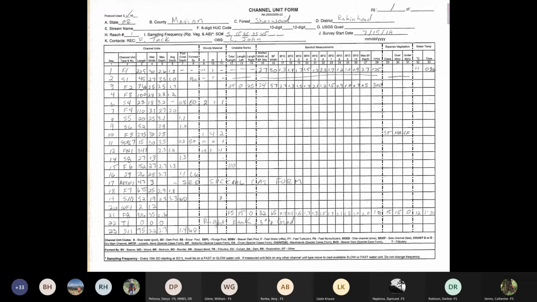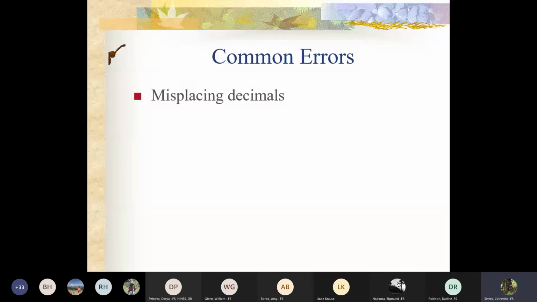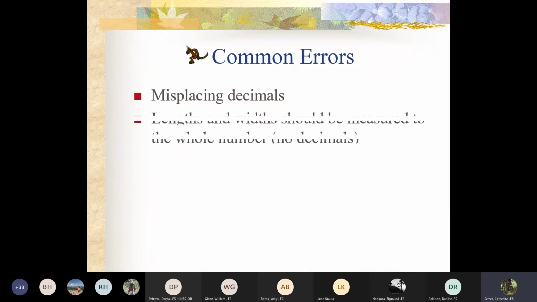Unstable bank. Oh, there it is. All right, so there's probably some other things on here too, but the biggest thing, I know this is an over-the-top data sheet. So it really is just to illustrate what can go wrong on your data entry sheet. So just some of the common errors that we talked about, like misplacing the decimals or not writing them in very well.